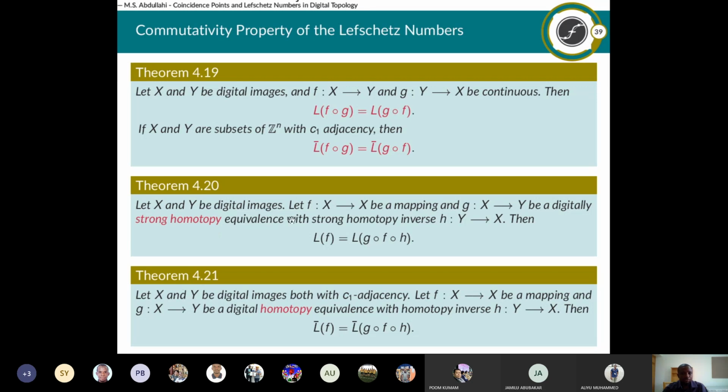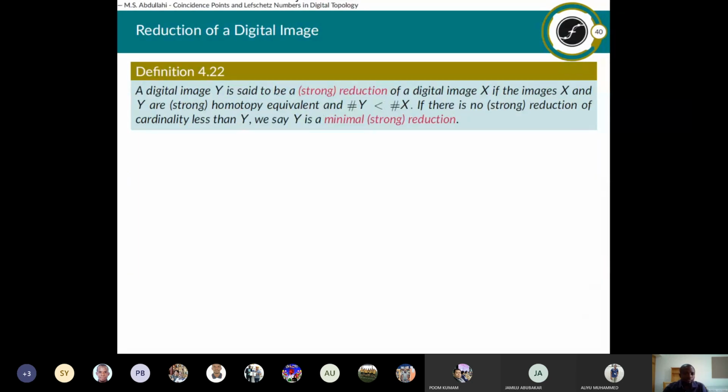If we have a self-map f on X, and a function g from X to Y which is a digitally strong homotopy equivalence with strong homotopy inverse h from Y to X, then the Lefschetz number of f is the same as the Lefschetz number of this composition. Similarly, we have this in the cubical part.